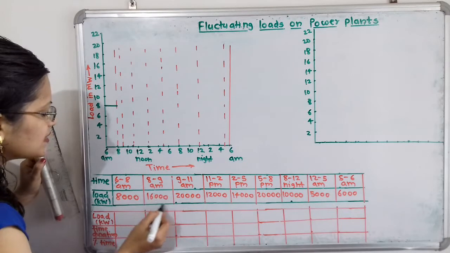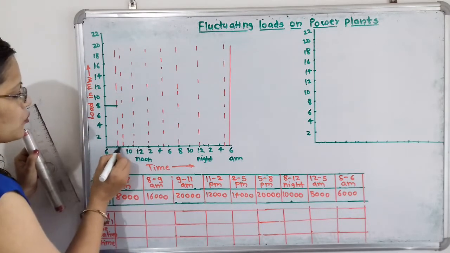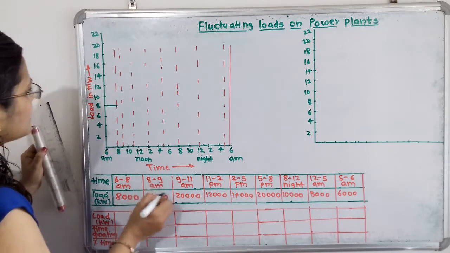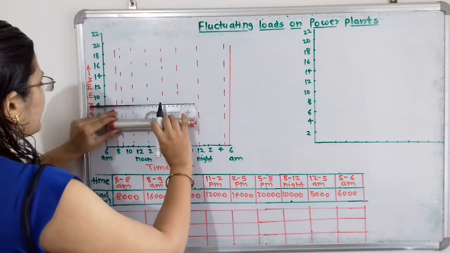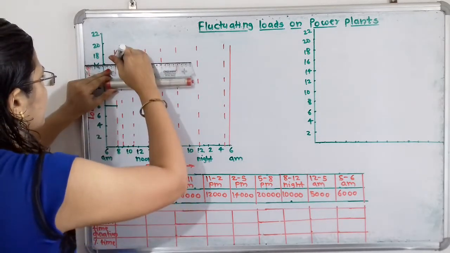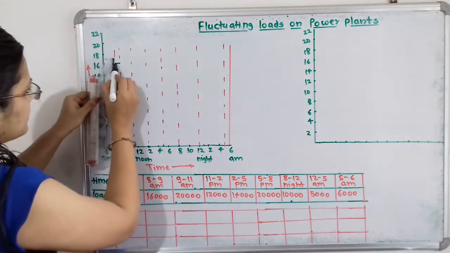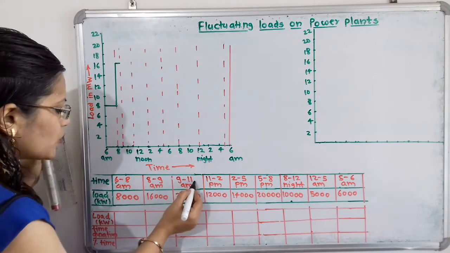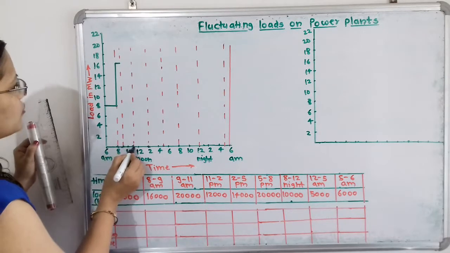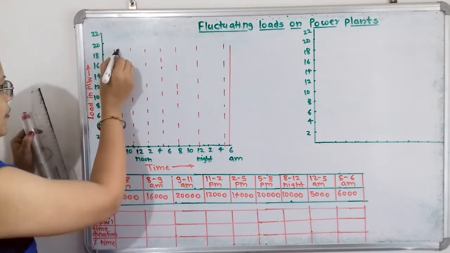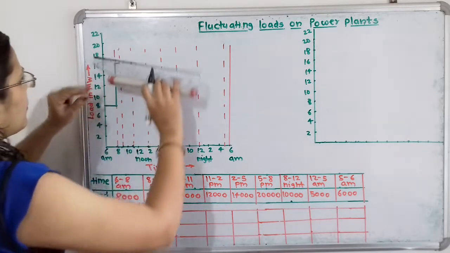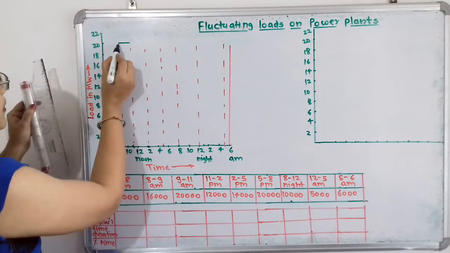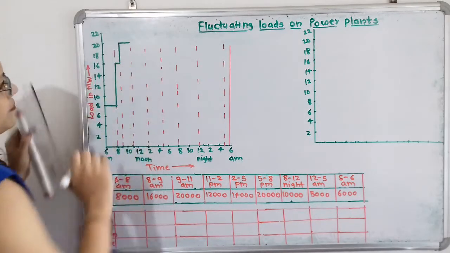Then 8 to 9, the load is 16 megawatt. For the time period 8 to 9, we have to select the middle point in between 8 and 10, and the load is given as 16 megawatt. So here is 16, and we will draw one horizontal line. Now we will join this. Then again 9 to 11, 20 megawatt. This is the vertical line for 9 and this is for 11. Again we will join these two lines for this 20 megawatt, and join these corners.